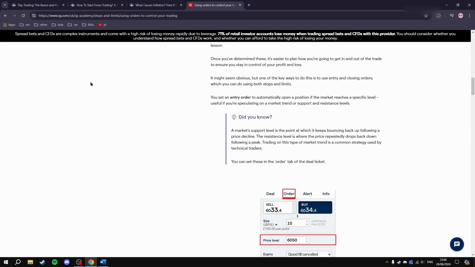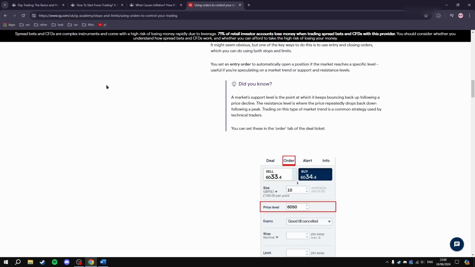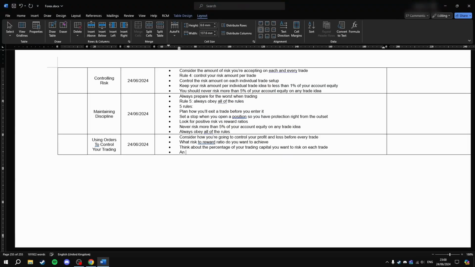Might seem obvious, but one of the key ways to do this is to use entry and closing orders, which you can do using both stops and limits. You set an entry order to automatically open a position if the market reaches a specific level, useful if you're speculating on a market trend or support and resistance levels.